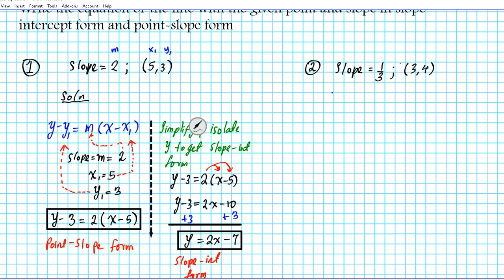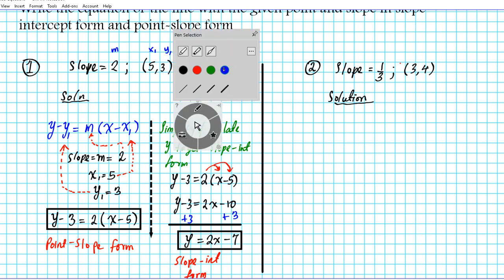Okay, all right, so let's do it. In this problem, we're going to write the equation of the line in point slope form and slope intercept form, as we did in question number 1. To get us started, we are going to write the formula to guide our problem solving process. So we have y minus y1 equals m(x minus x1).